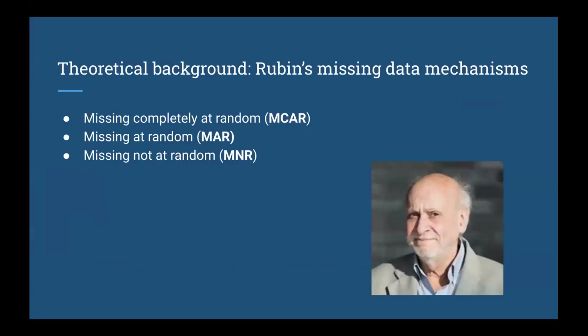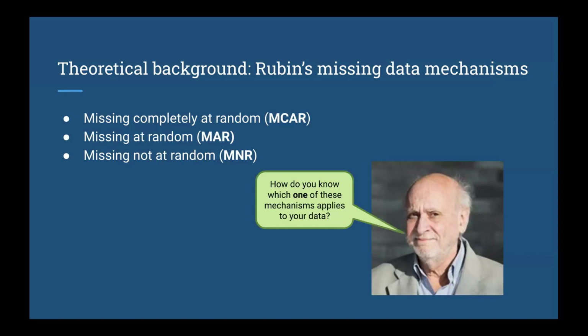Okay. So Donald Rubin asked himself that question in 1976, and he decided that not all missing data is the same. There are basically three missing data mechanisms that Rubin came up with: missing completely at random, missing at random, and missing not at random. We're going to dive into what all of these mean.